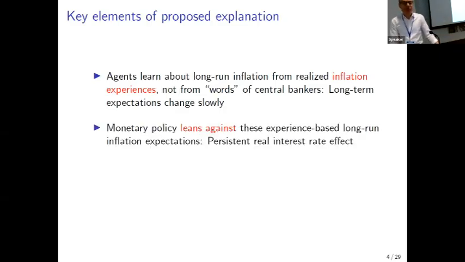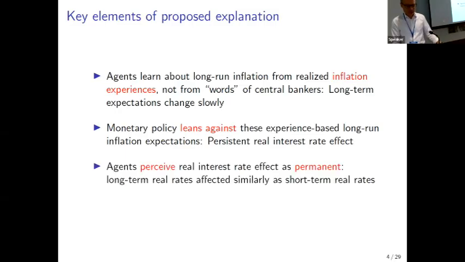The second element will be that monetary policymakers don't like it when the expectations that people have deviate from where policymakers would like these expectations to be. And if there's a deviation, they're going to lean against this deviation with the usual tools of monetary policy, the federal funds rate. And the consequence of this will be you have these slow-moving expectations, monetary policymakers leaning against it, and you're going to get persistent effects on real interest rates.